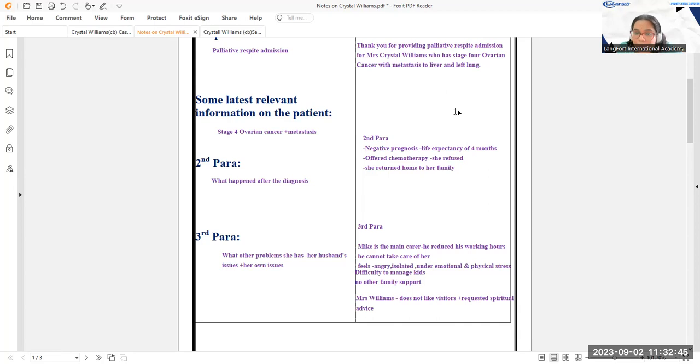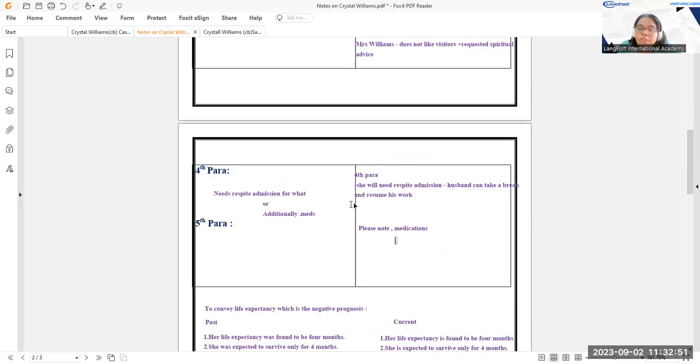So after the first paragraph, in the second paragraph we have written the problems after the diagnosis. In the third paragraph, we have written other problems. And in the fourth paragraph, either you can use additionally and mention the medications, or you can write that the patient needs respite admission so her husband can take a break. It's up to you. If you're writing medications in the fourth paragraph, then in the fifth paragraph you can mention the purpose of the respite admission.